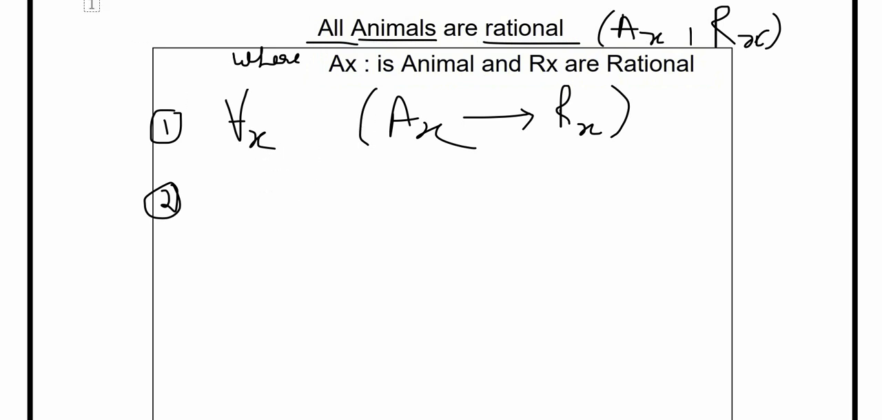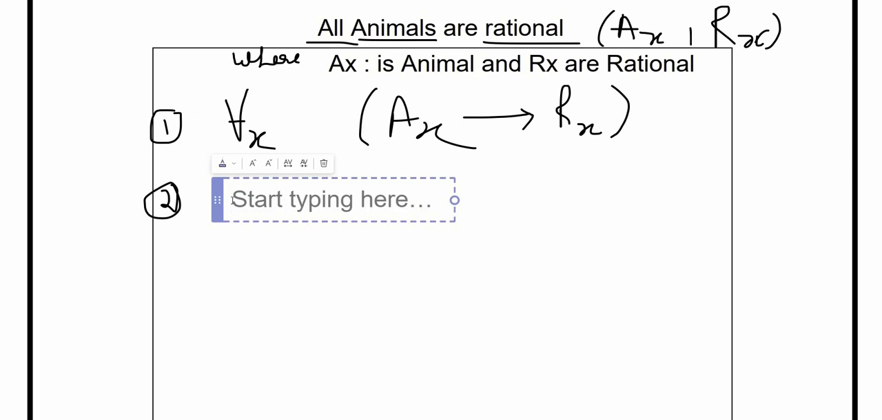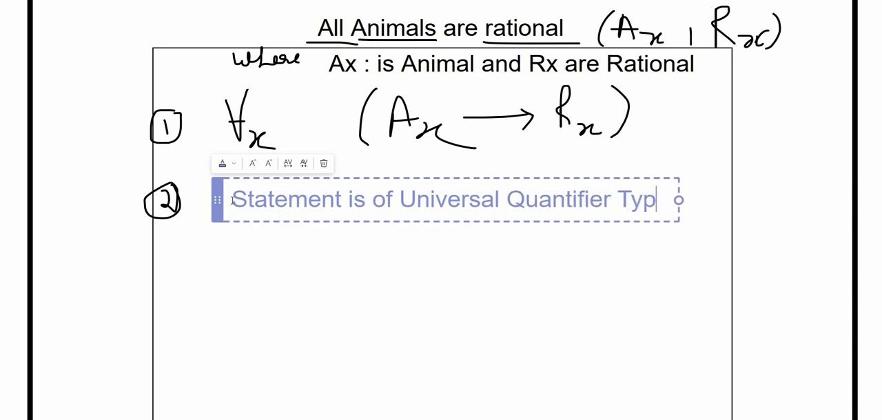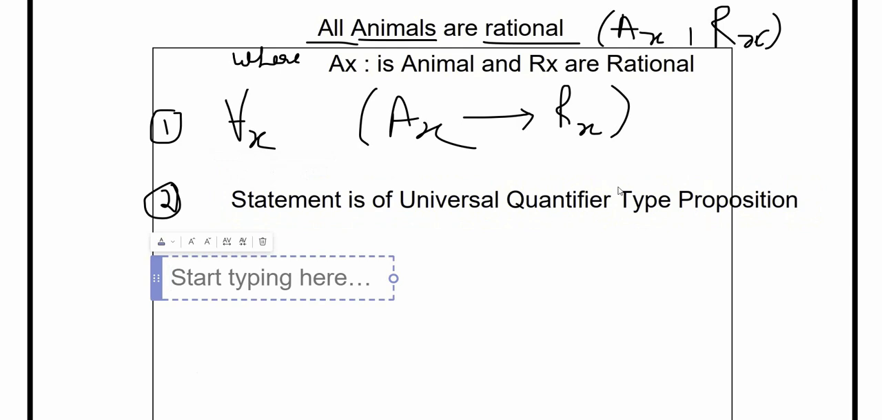So how do we read this now? The third part we have to write is that this is a statement of universal quantifier type proposition. Okay, we have written the symbol also, we have written the universal quantifier type also. So we have written three of them.